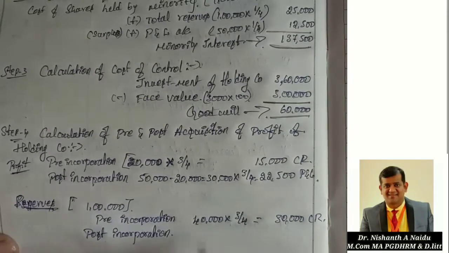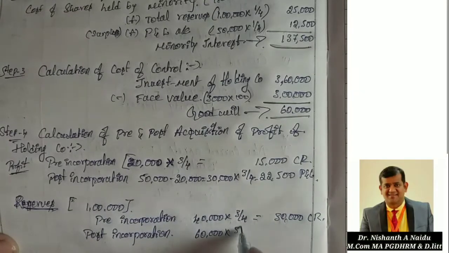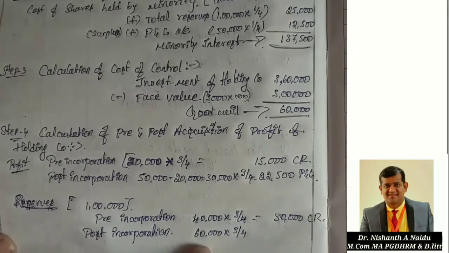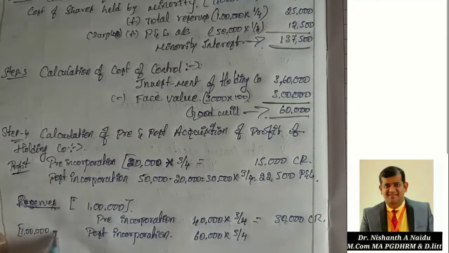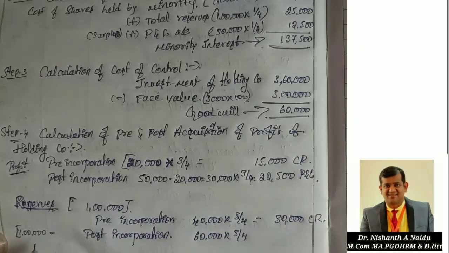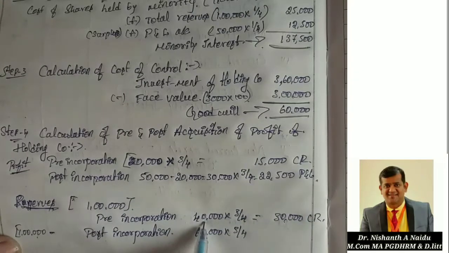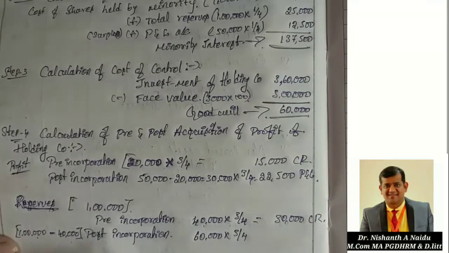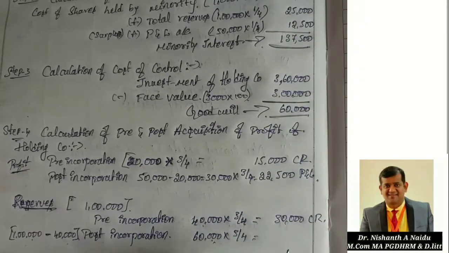So how much you got? 60,000, right? So 60,000 into 3 divided by 4. Why this is 60,000? Because he has given 1 lakh rupees in the post incorporation. So that is in the liability side of Q company, 1 lakh rupees minus adjustment value 40,000, pre-incorporation value 40,000. So 1 lakh minus 40,000 is 60.